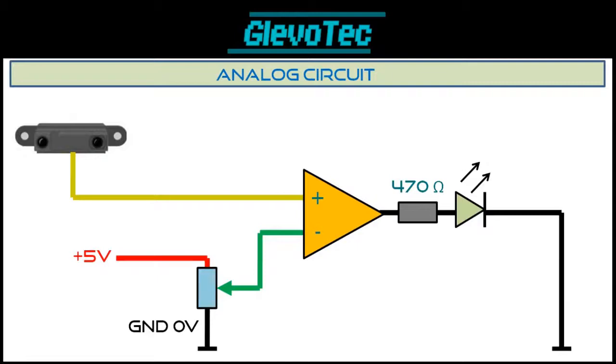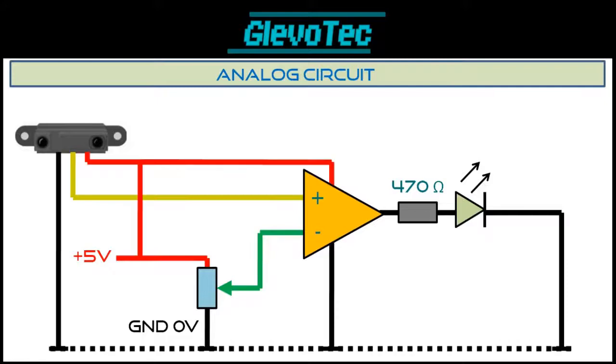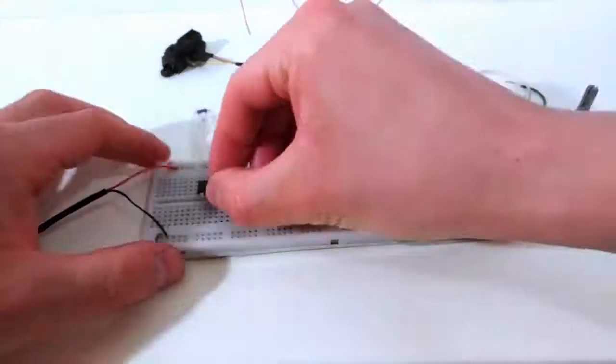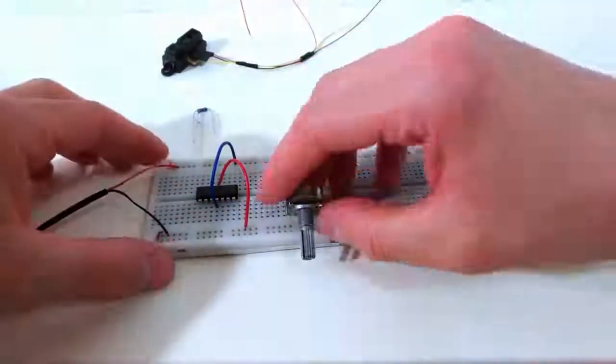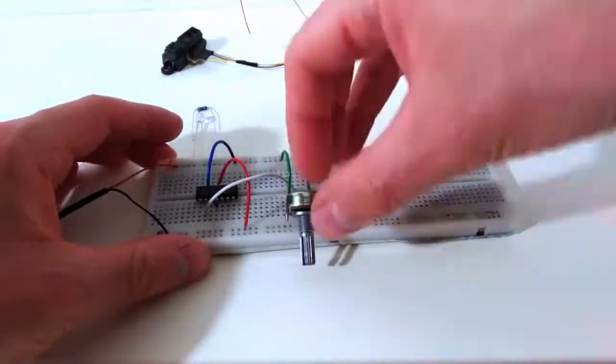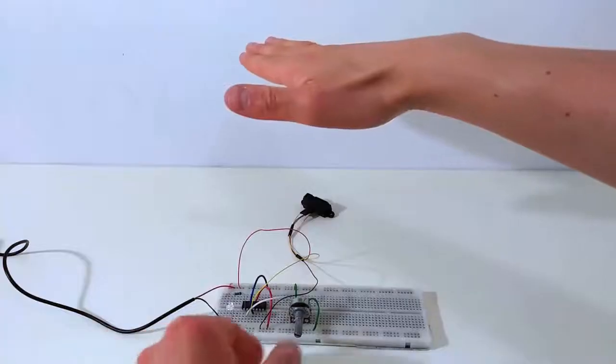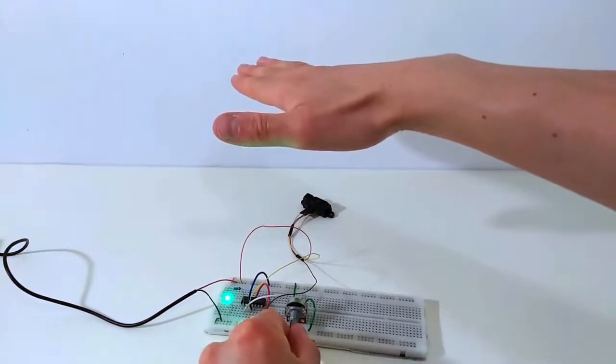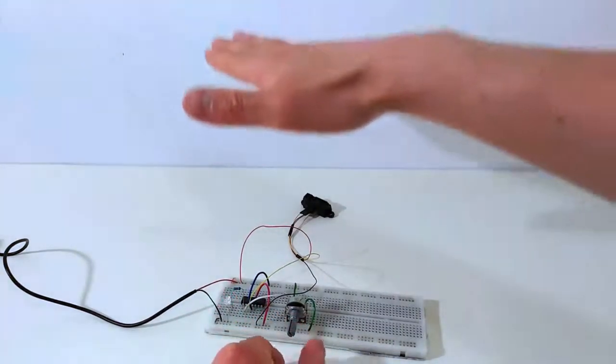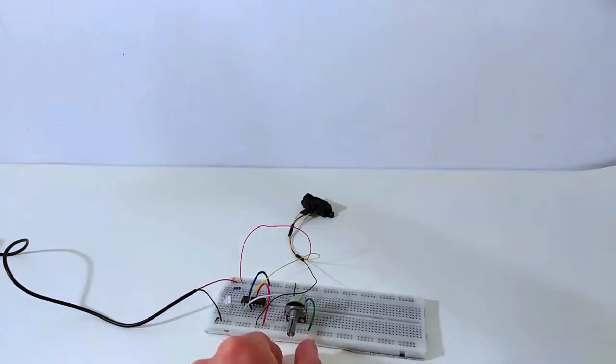Of course, the sensor and op-amp both still need power supply by 5 volt and ground, which I left out to keep things clear. As we can see, it works amazingly well. We can easily set the distance and the LED lights up accurately.